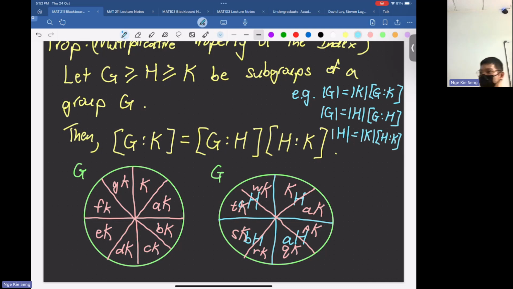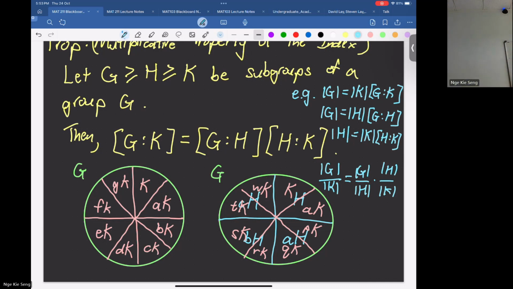You are lucky. People already tell you the statement. So start from the statement and work backward. Can you see why the backward is true? What do you get? G over K equals what? G over H times H over K. Is it true or not?